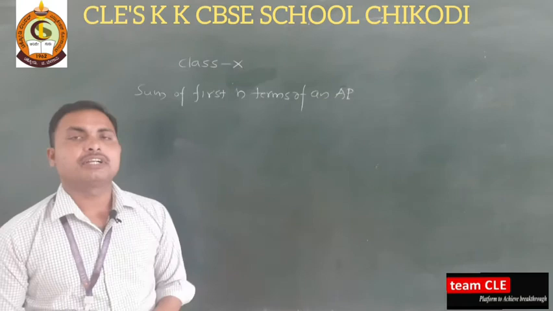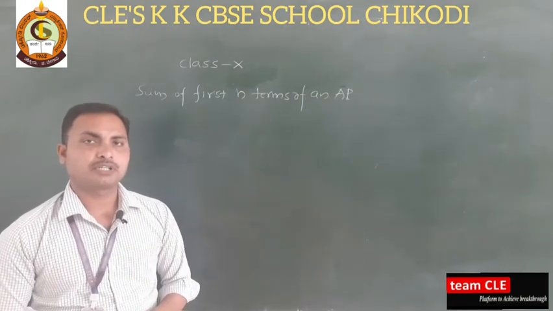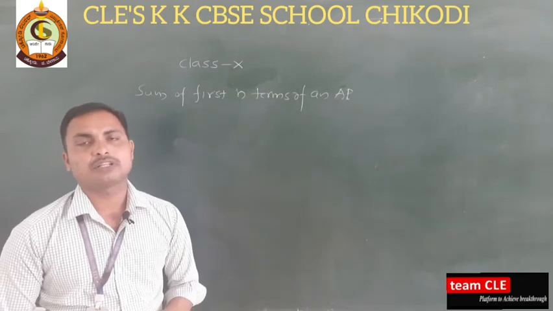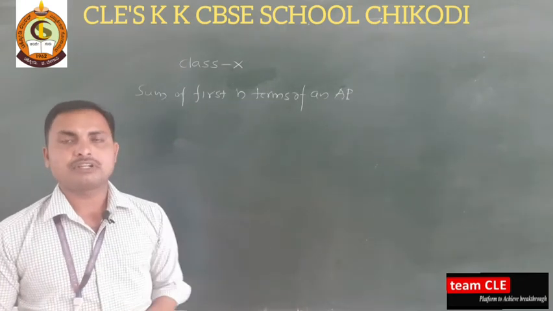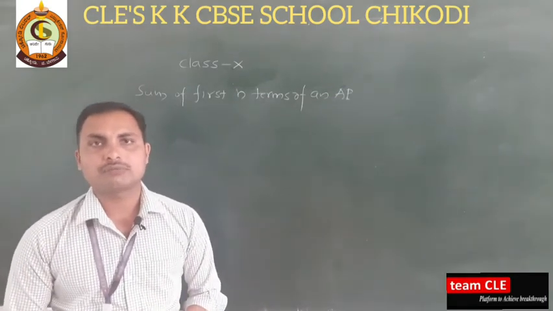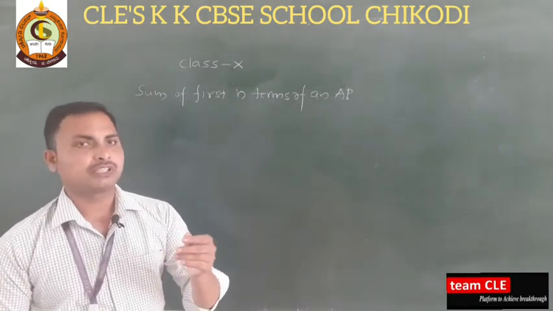Last class we discussed the nth term of an arithmetic progression, and also some examples regarding the nth term of an arithmetic progression. So you know it very well. The nth term of an arithmetic progression is given by a_n is equal to a plus n minus 1 into d.